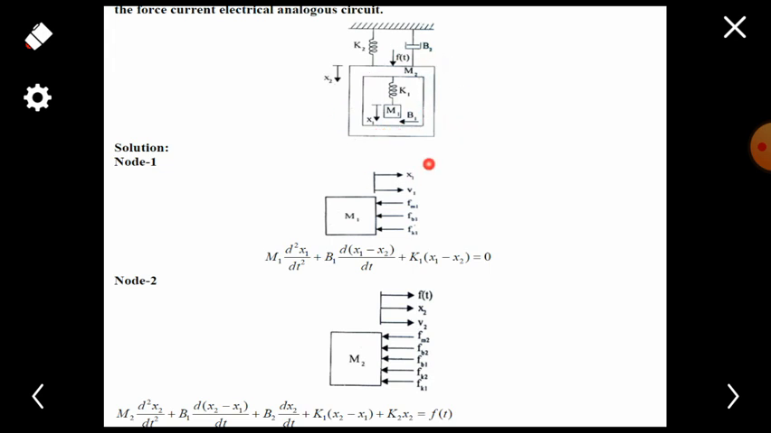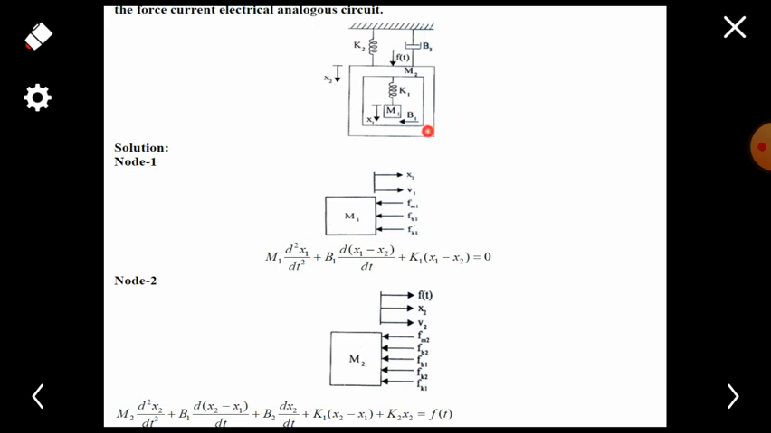Now we are writing the equation for mass 1. So we are considering x1 as the first term and x2 as the second term. So x1 minus x2 we are writing here. For mass 2, we are writing the differential equation based on the force acting on it and the applied force.